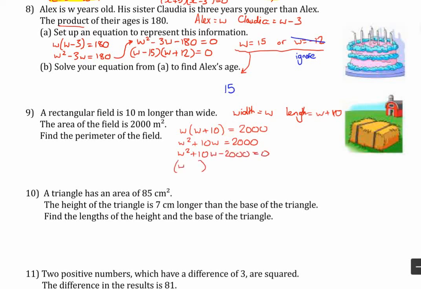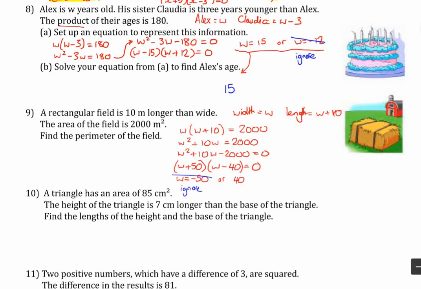Looking for two numbers that times together to make 2000, add together to make 10. So 2 and 10. What else have we got? 40 and 50. So that's going to be plus 50 minus 40 in the other bracket. So the width is equal to either negative 50 or 40 meters. And we can't have a negative width, so we're going to ignore that one.